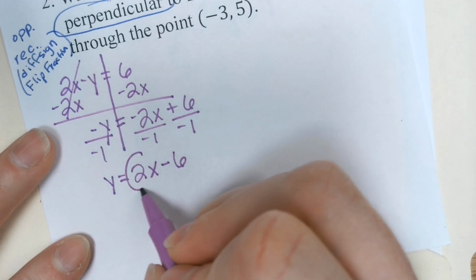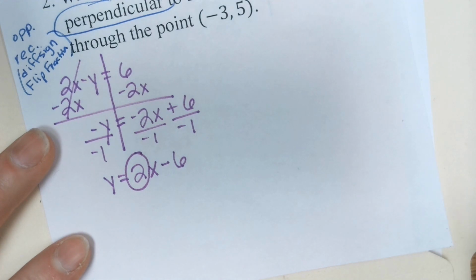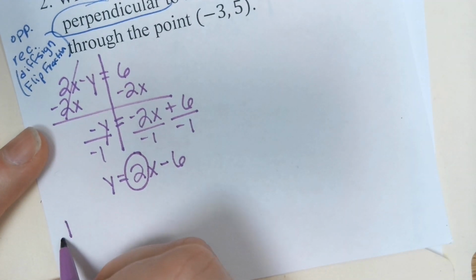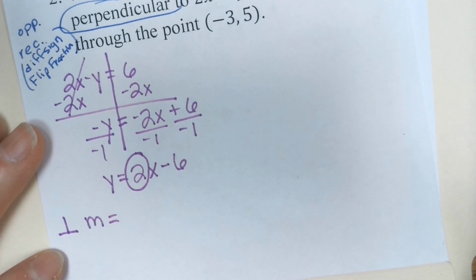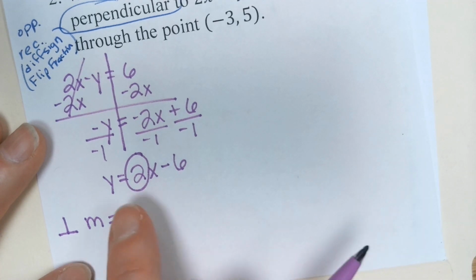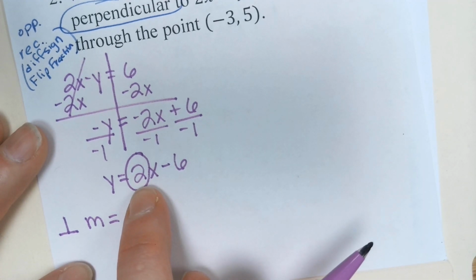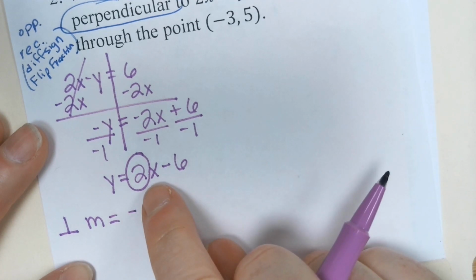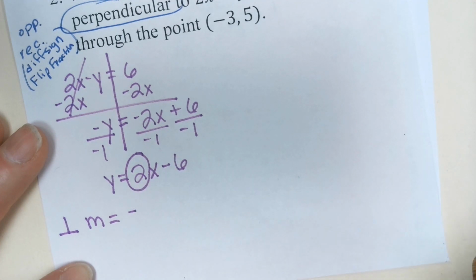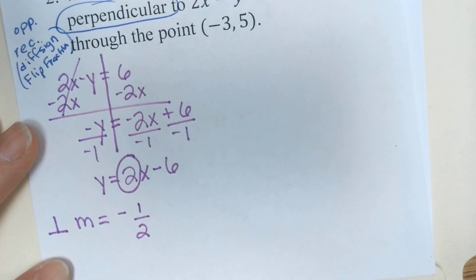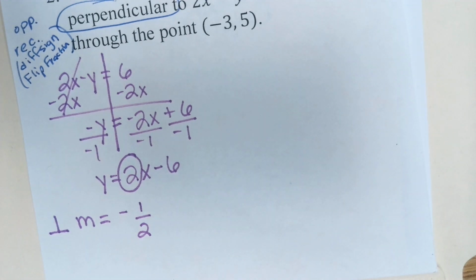So now we know the original slope. But we need the perpendicular slope. So remember how I did the little symbol for perpendicular yesterday? Perpendicular m is going to be the opposite reciprocal. So this one's positive, so the opposite would be negative. Reciprocal, if this is 2, we flip it. Well, it's 2 over 1, so it's going to be negative 1 over 2. Okay, so that was all just to find our slope.